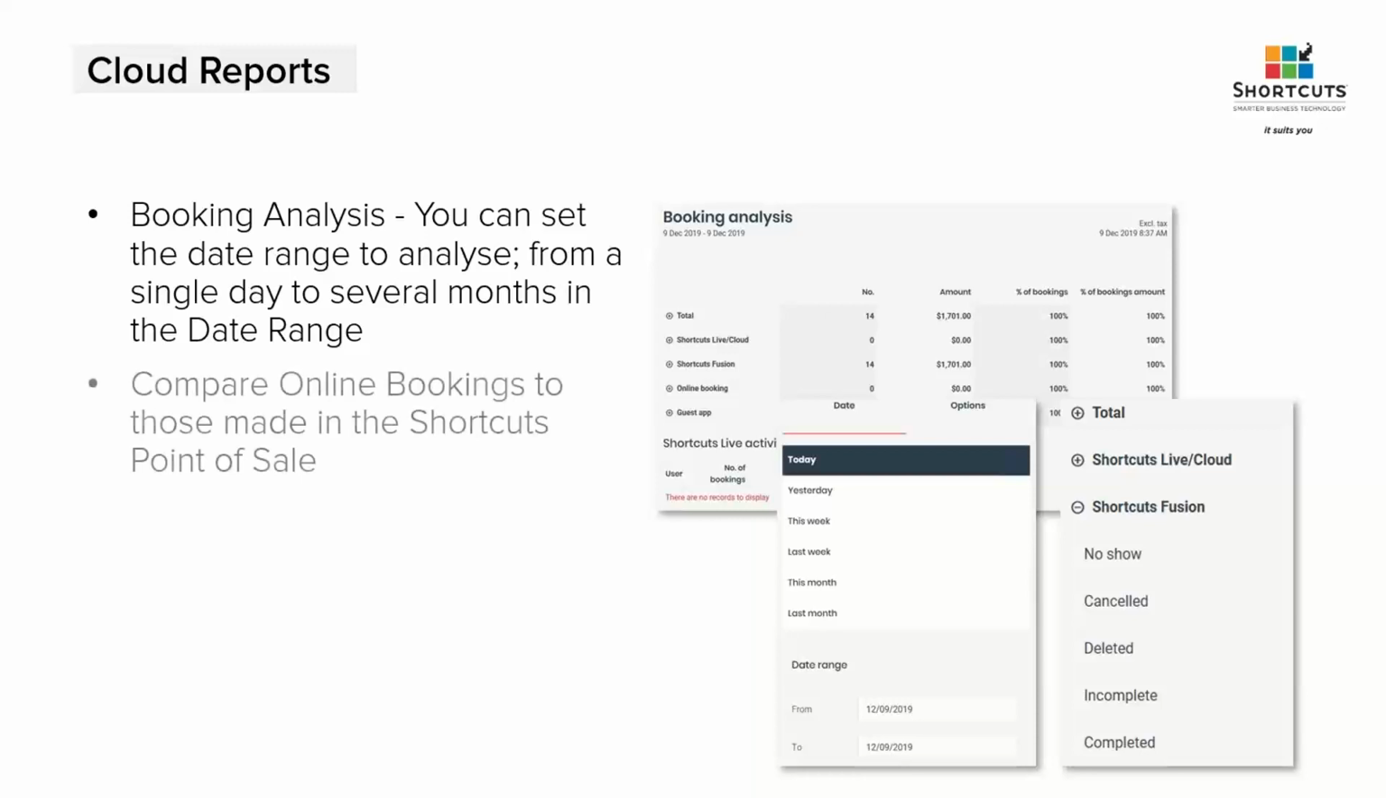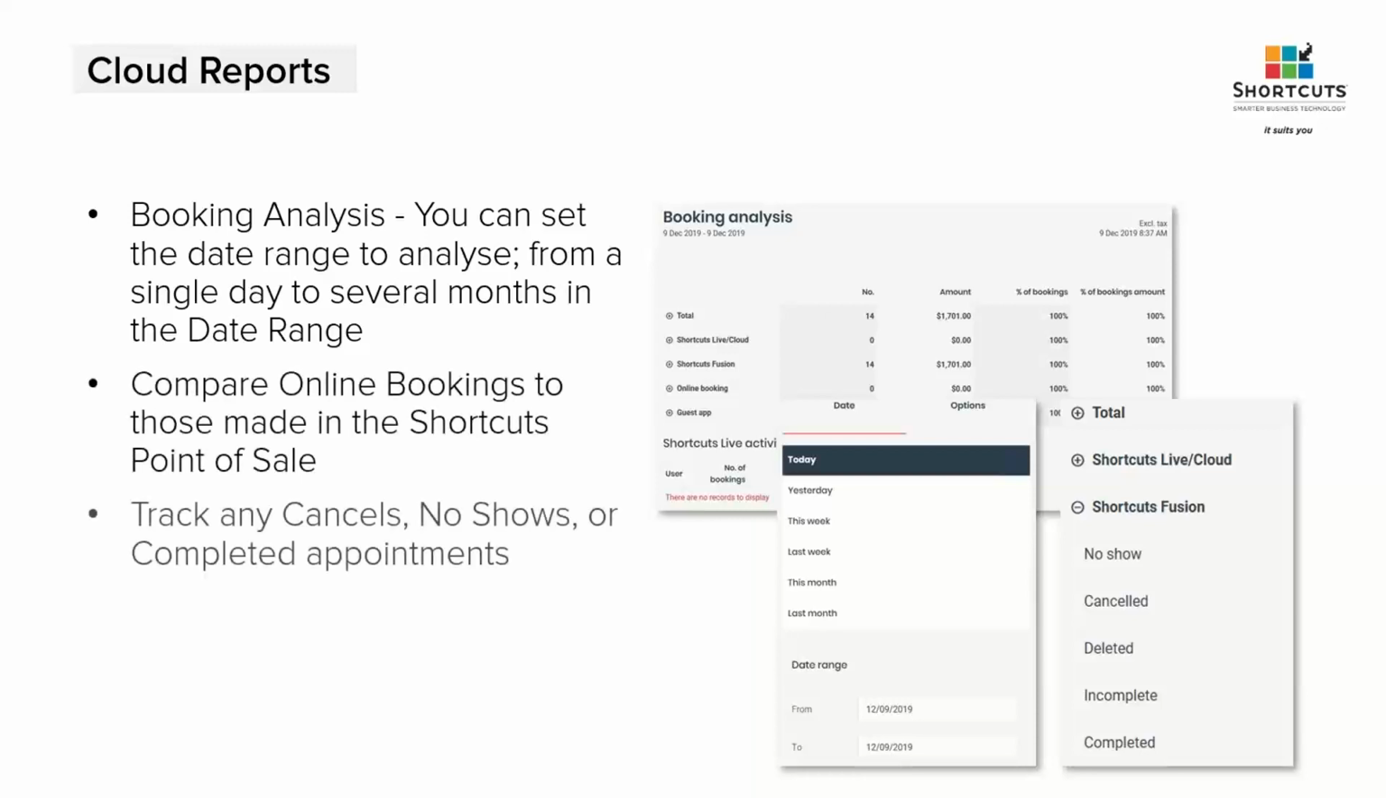So what's in the booking analysis report? We would advise to run it for either a single day or several months, depending on what you're trying to report on. And what you want to look at is those online bookings compared to those made in the Shortcuts point of sale. So it's going to show you just how effective the cloud is when it comes to getting those customers repeat visits. You, of course, can track any cancels, no-shows, and the appointments that were completed.